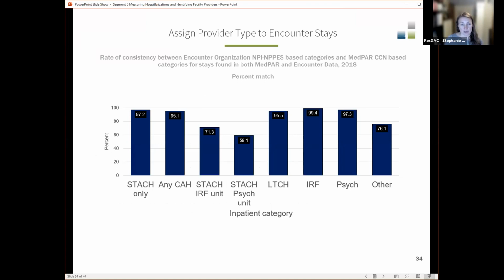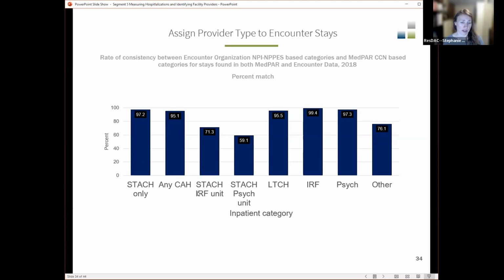So when we tried to assign the provider type to encounter stays, what we have here is the consistency between what we found in the encounter data NPI, when we linked it to the NPPES, and what we found in the MedPAR CCN. You can see that a lot of the provider categories are pretty good. They agree pretty well. If we just use the NPPES to characterize based on NPI, it is very similar to what we built with our crosswalk for the stays that we found in both files.